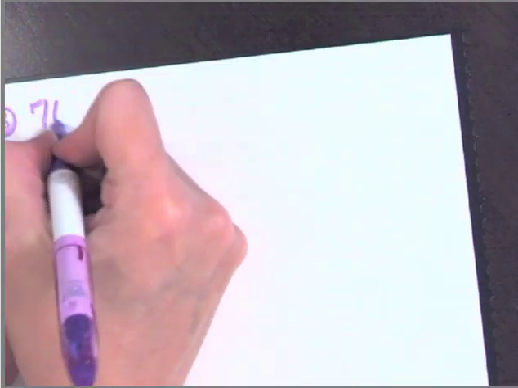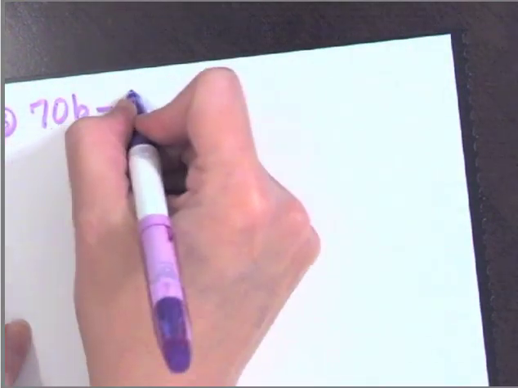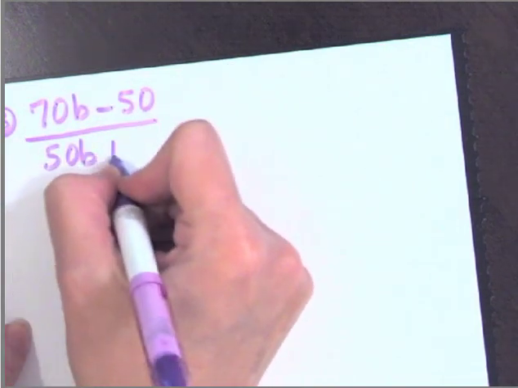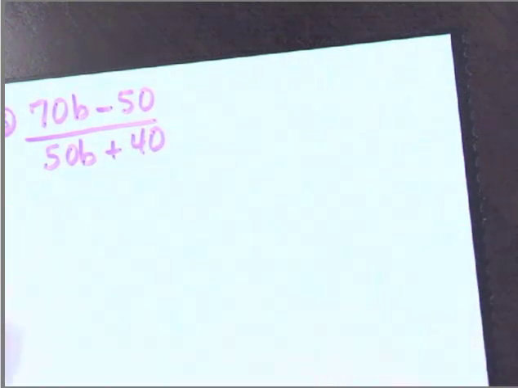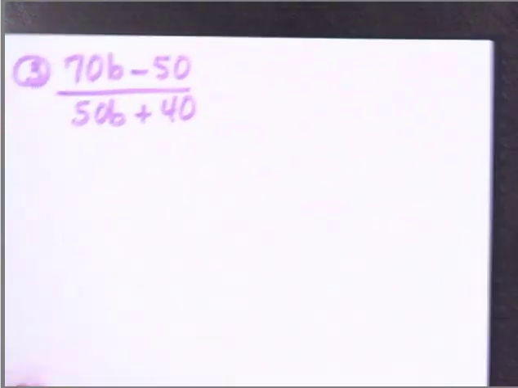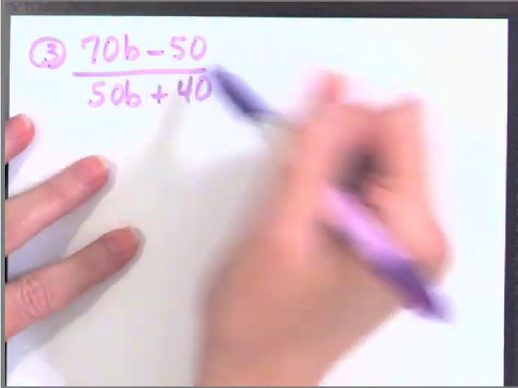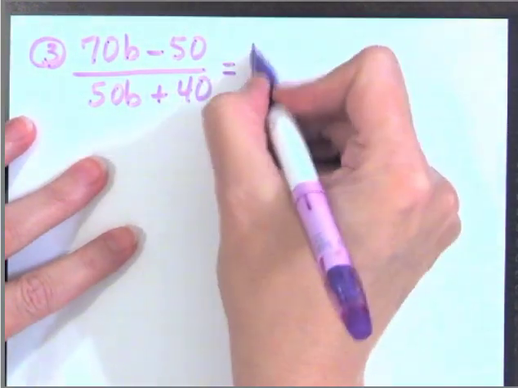Okay, looking at the next problem, very similar to that one. 70b minus 50 over 50b plus 40. See, they all end in a 0, so that means they're divisible by 10. So let's take out a 10.